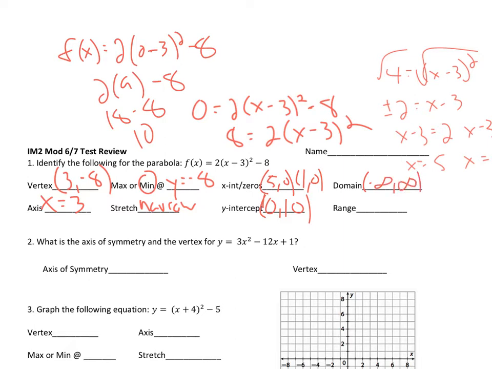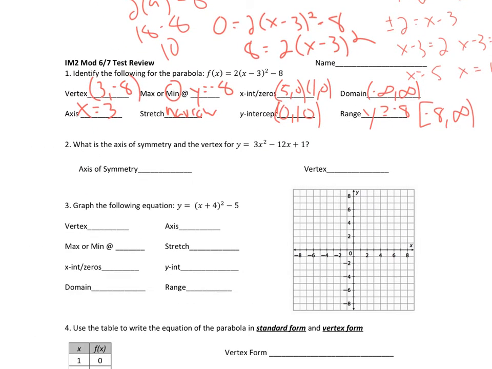Our range is y is greater than or equal to negative 8. It comes from the y-coordinate of our vertex, and since we are concave up, or we have a minimum, it is greater than. You could also write it as negative 8, starting from the negatives, working your way up to positive infinity.